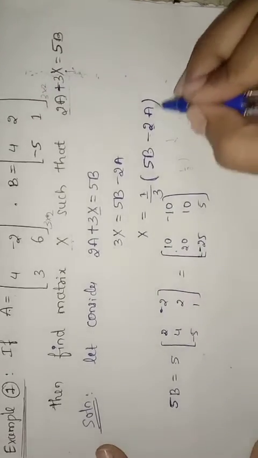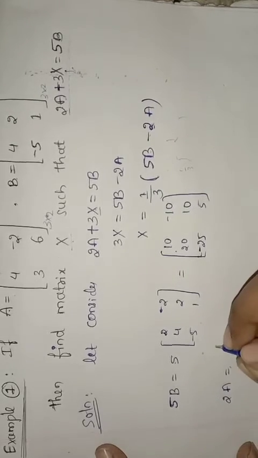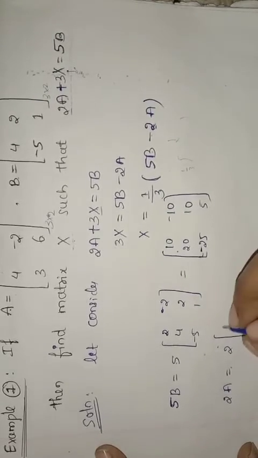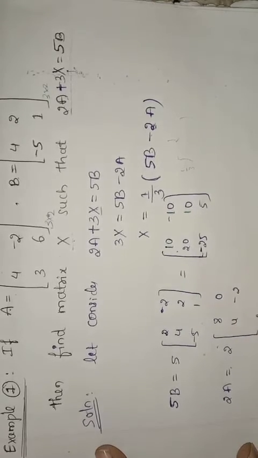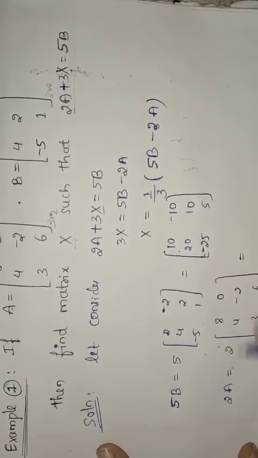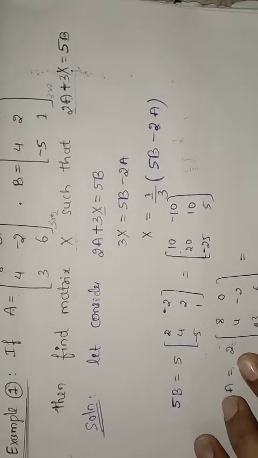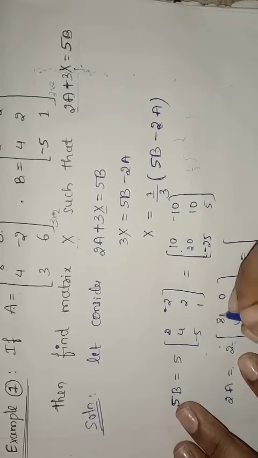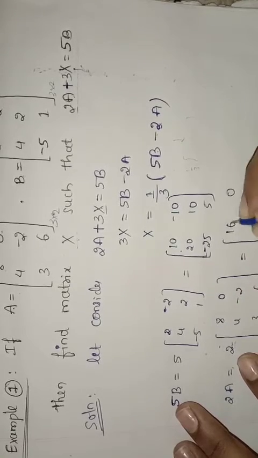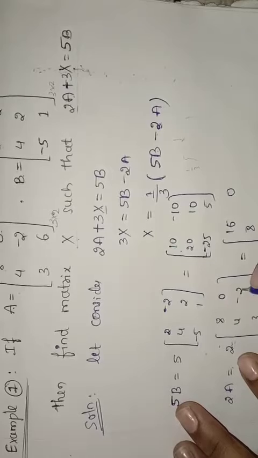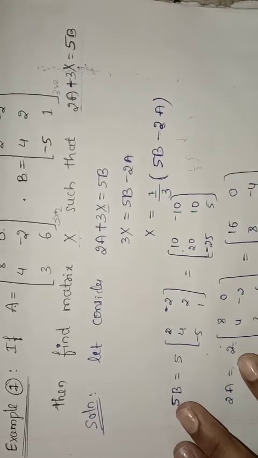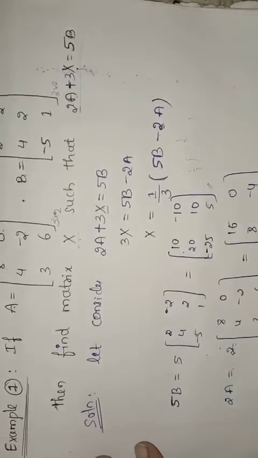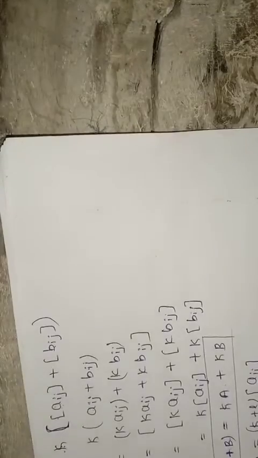Then we need to find out the 2A matrix also. If we do 2 into A, what happens? That is 2 into matrix A. What is matrix A? 8, 0, 4, minus 2, 3, 6 we have. So if you multiply 2 to each entry in this matrix, what will you get? That is 16, 0, see, 2 4s are 8, 2 minus 2s are minus 4, 2 3s are 6 and 12 we have. So this is the 2A matrix and this is the 5B matrix. You have to do 5B minus 2A. So let's see what 5B minus 2A is.